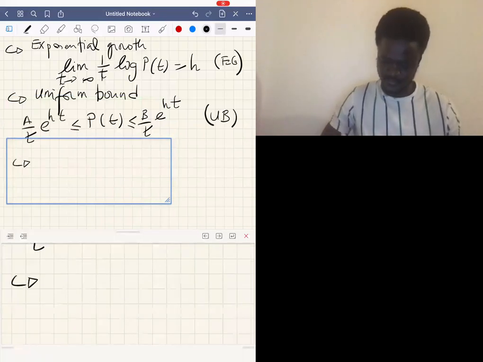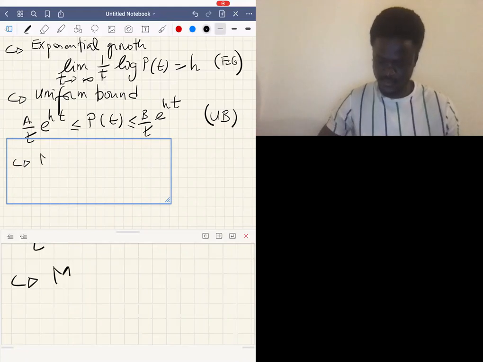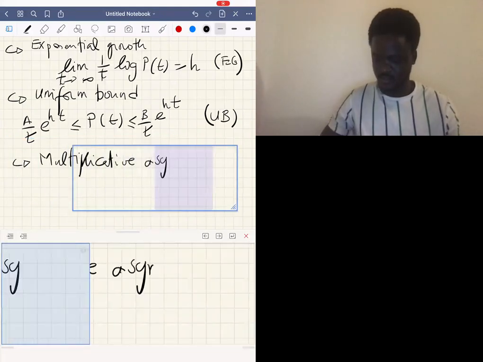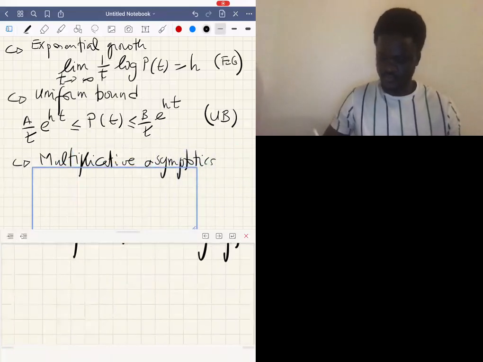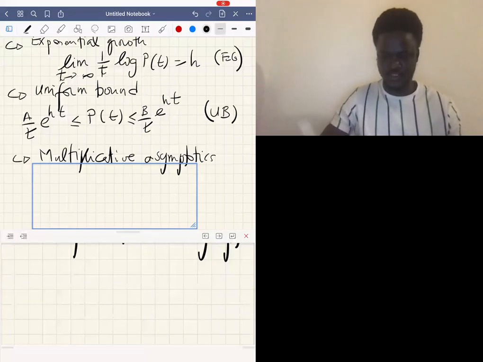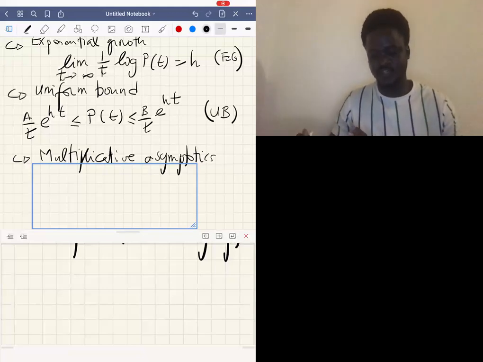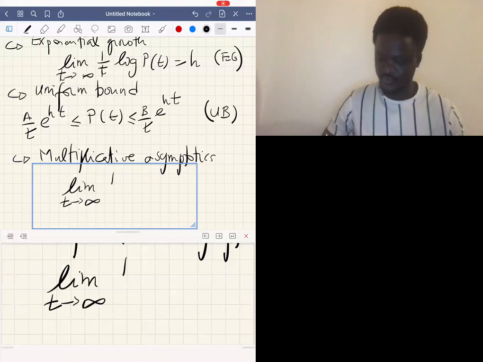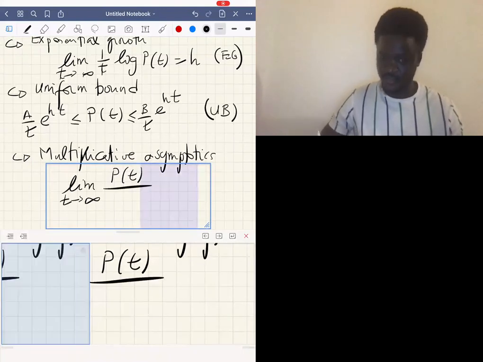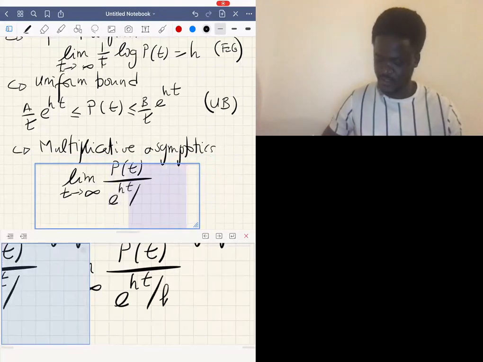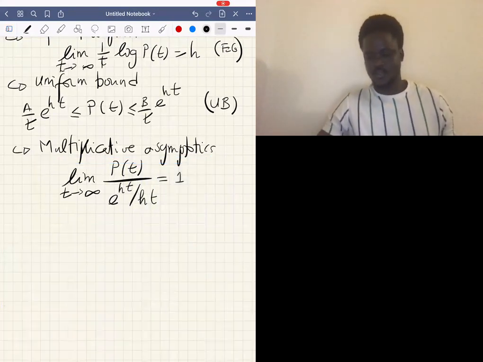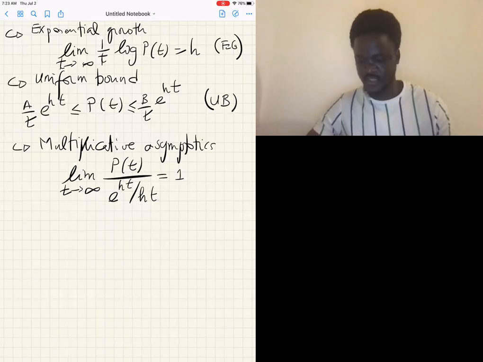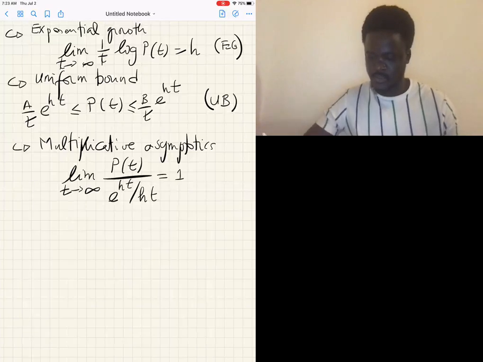And the last one, the one we prove in the theorem, we call the multiplicative asymptotics, which is just to improve the bound in UB, so that these constants A and B can be optimal, that when t goes to infinity they converge to one. So this is the limit when t goes to infinity of P t over e to the h t over h t is one. As I said, this last one, the multiplicative asymptotics, is easy to see that it implies UB, which implies EG. So let's call this MA.